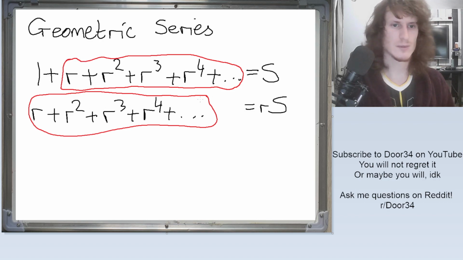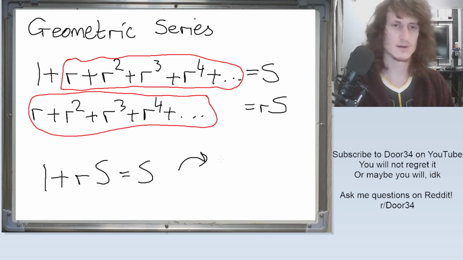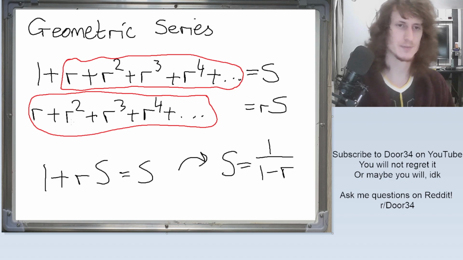And so what I'm going to do is I'm just going to plug this in. So we know that this is rS, so I'm just going to plug that into our first equation. So we get 1 plus r times S is equal to S. And then if we do some algebraic manipulation, we get that S is equal to 1 divided by 1 minus r.